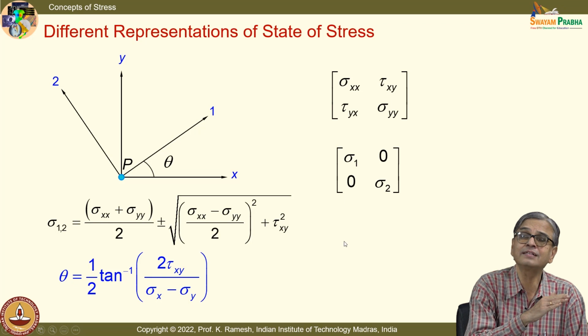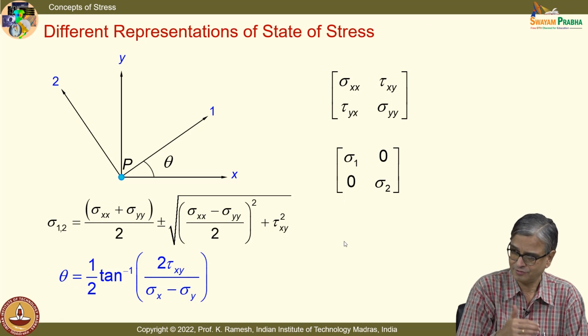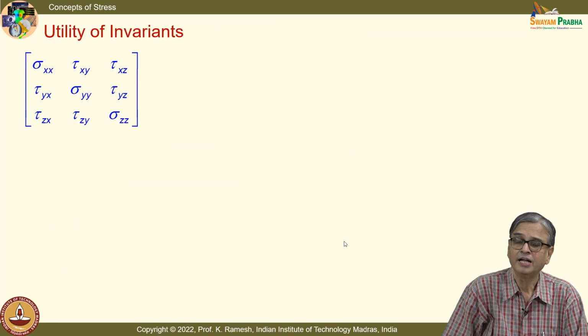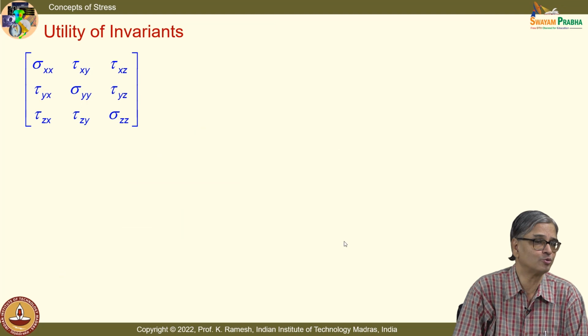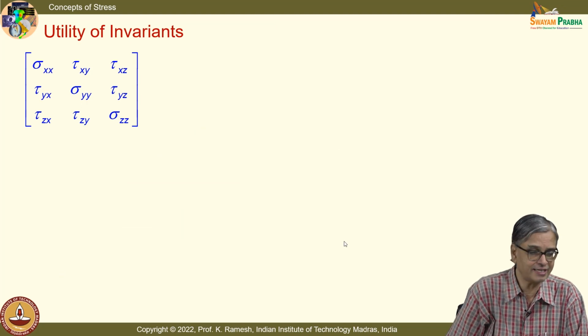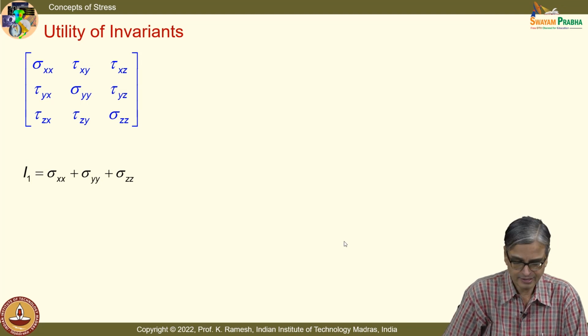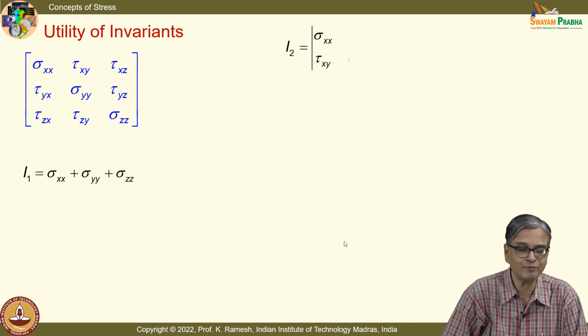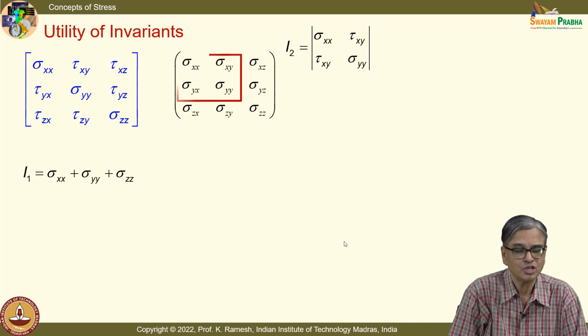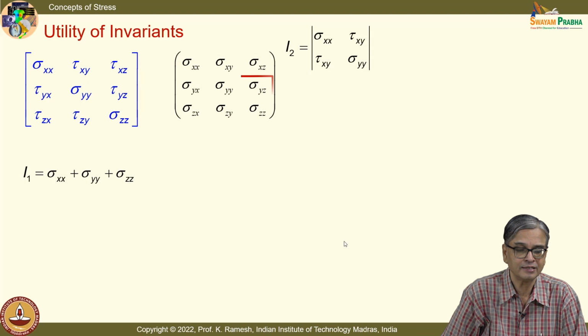It brings a lot of comfort in mathematical development. We will take advantage of this. As I said, we have to utilize the invariants. This is again a repetition of the same slide, where we have looked at what are I1, I2 and I3. So, look at this and understand how you get I1, I2 and I3.